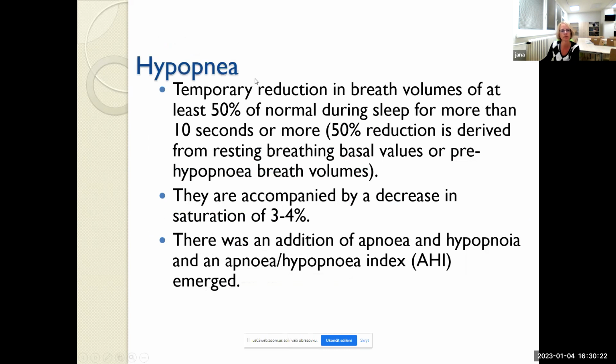Hypopnea is measured when the reduction in breath volumes is at least 50% or less of the normal amount or normal volume, and it is also accompanied by decrease in saturation of the oxygen of 3 or 4%, depends how the device is settled. You also count these hypopneas into apnea-hypopnea index, so they go together.